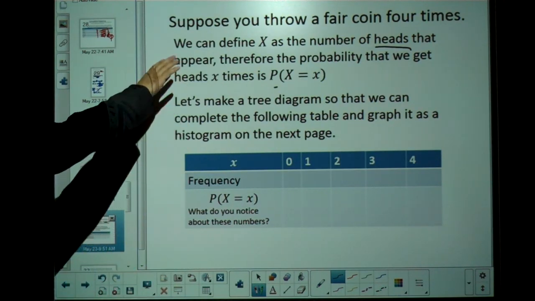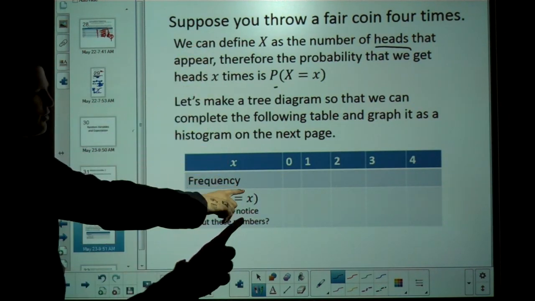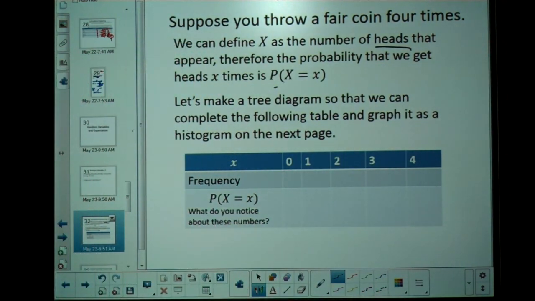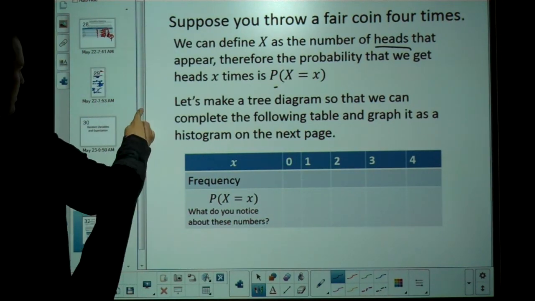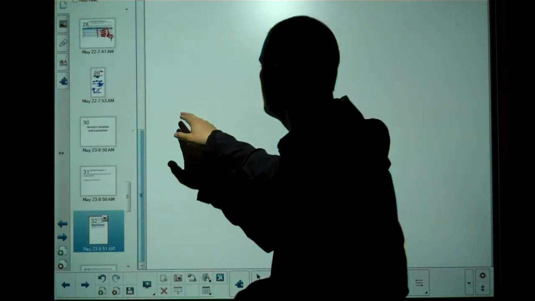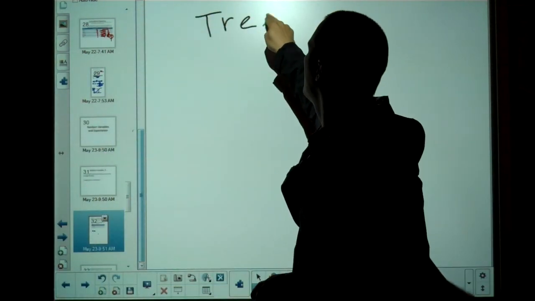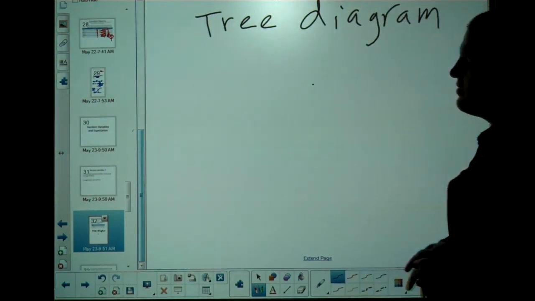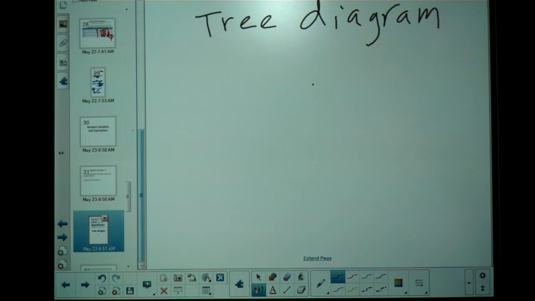So for ours, we're throwing the coin 4 times, and these are all the possible outcomes. Now, we're going to need some sort of a visual trick to understand what the probabilities of each of those are. And so that's the next thing I'm going to introduce today that's new, something called a tree diagram. And this is going to represent all the possible outcomes that can happen when we flip a coin 4 times.